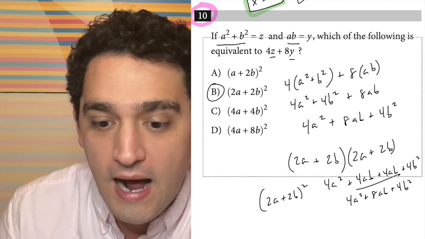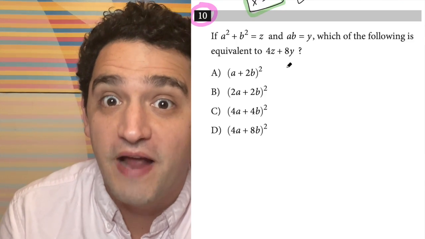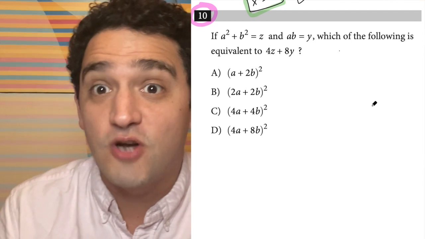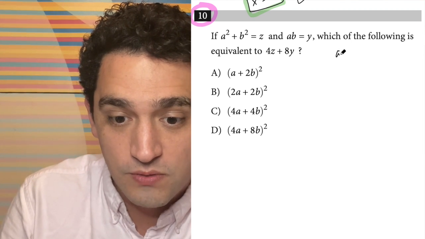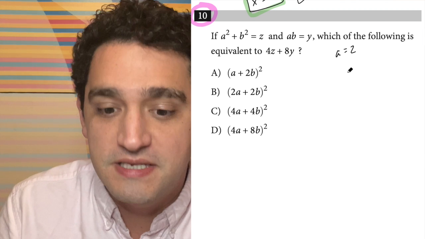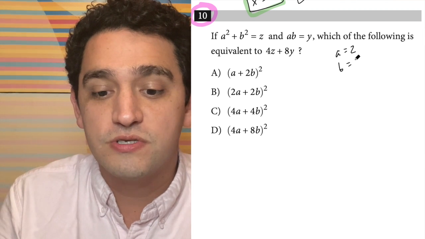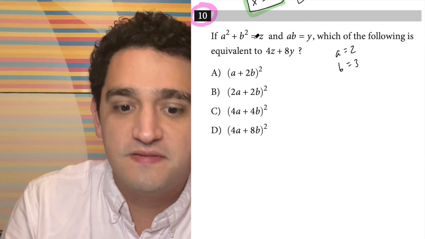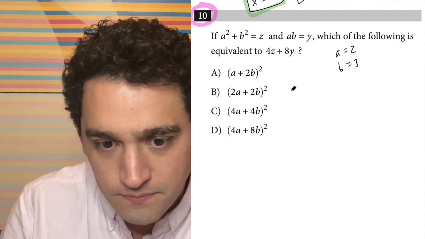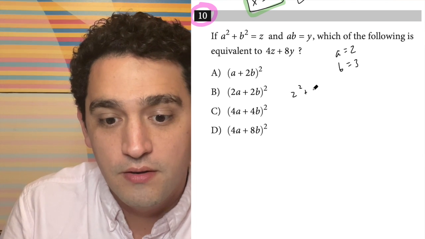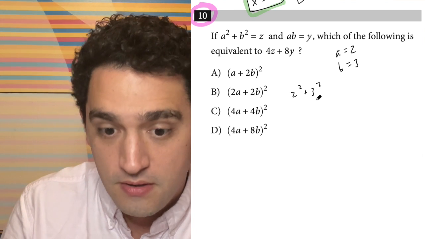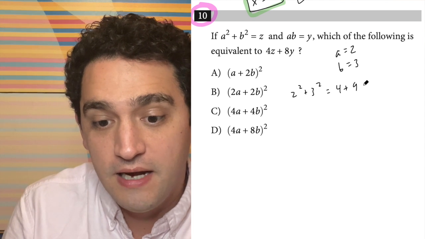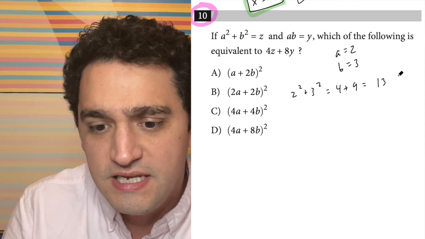If we employ our plug-in rules here, let's pick values for A and B. As always, let's start with 2. We'll say A equals 2. And for simplicity's sake, we'll say that B equals 3. Let's solve for Z and Y as real numbers. If Z is A squared plus B squared, well, we have 2 squared plus 3 squared. That equals 4 plus 9. That means Z is 13.